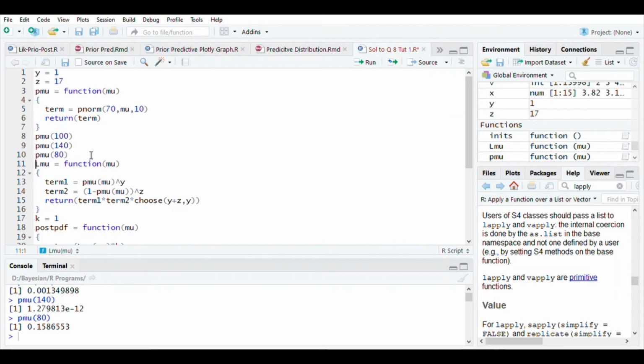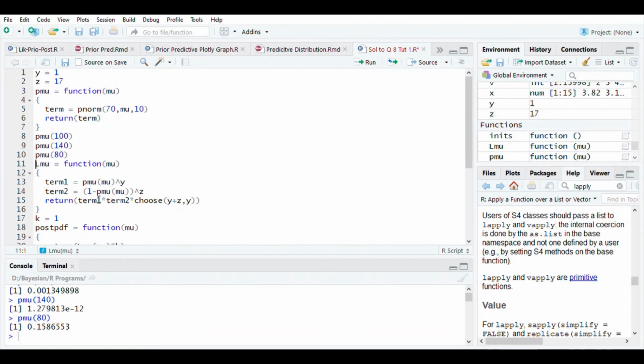Now let us come back to the likelihood function. So the likelihood function is simply the product of p(mu) raised to y, into (1 minus p(mu)) raised to z, into the constant term. Now here, as we have already noticed, it must have a binomial distribution. So the constant term will be simply (y plus z) choose y.